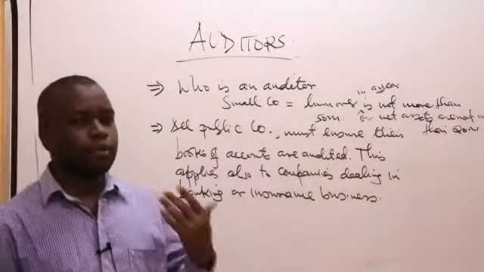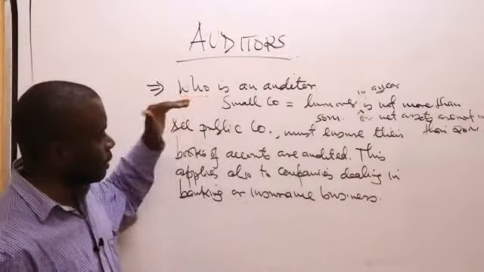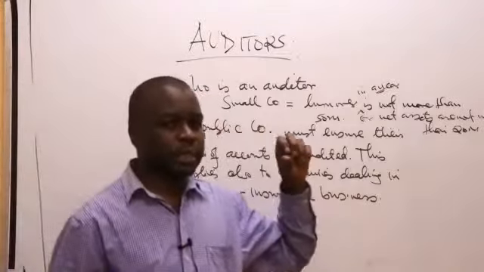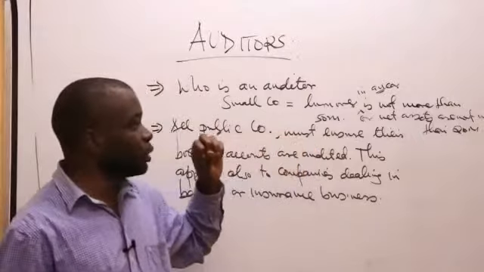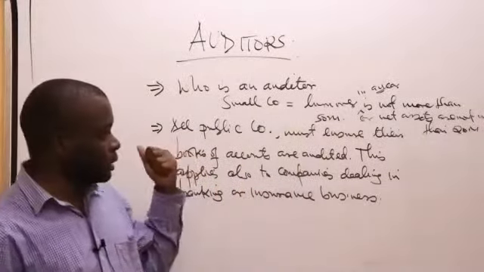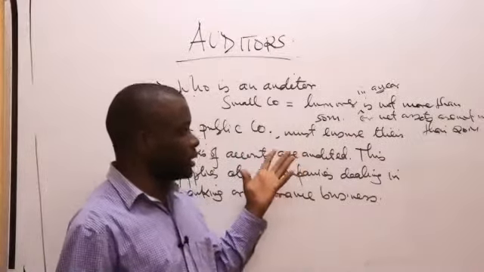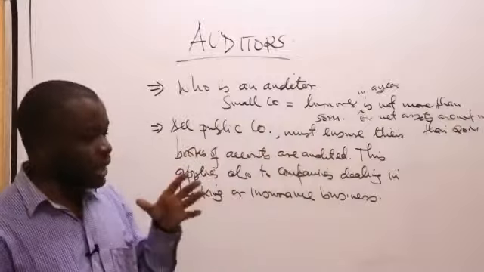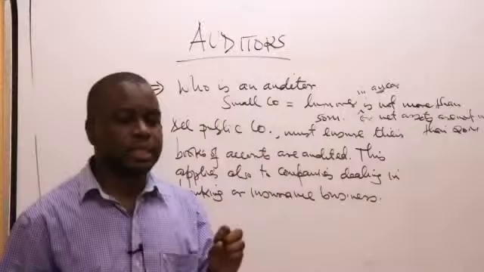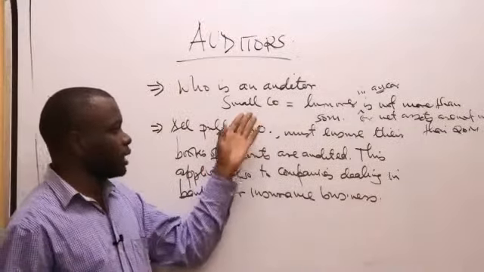But according to the Companies Act, private companies which are small companies are not required under the statute to ensure that their books are audited each and every year. So if a company is categorized as a small company, it means that under the Companies Act, it's not a must for them to have their books of accounts audited.